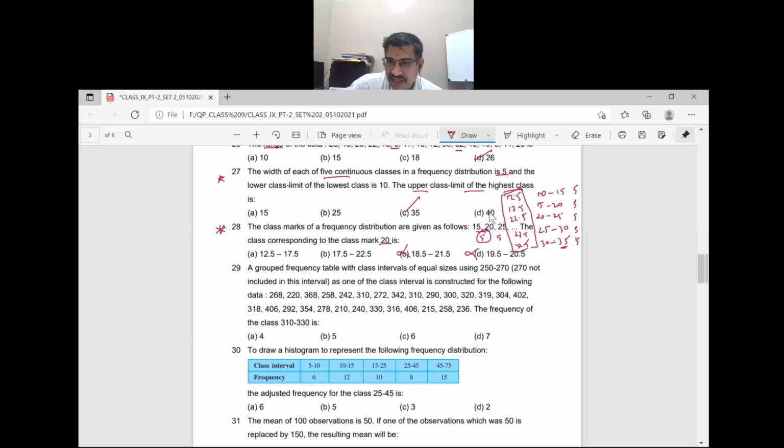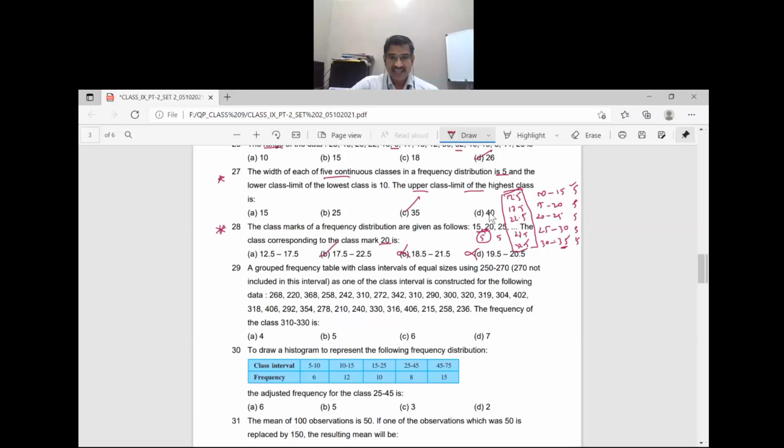12 and a half, 17 and a half is 5 only. 17 and a half, 22 and a half, the difference is 5 only. These class sizes will be the same between class marks also. So you have to observe that. It is 17.5 to 22.5. Their average is 20 and their class size is 5. So that's how it is the right answer.